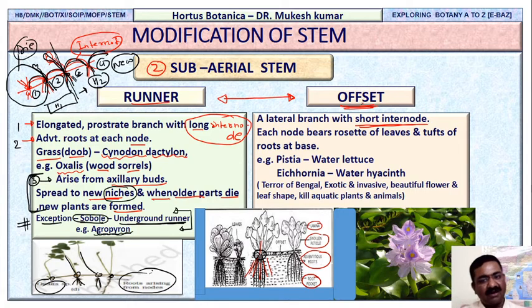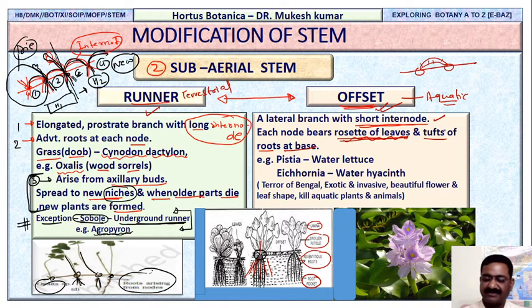Now, what happened in offset? You find a lateral branch with short internode, first point. Second, each node bears a rosette of leaves. Rosette of leaves is the characteristic feature, a very important NCERT line. And tuft, meaning a group, tuft of roots at the base. See, this is the structure. Node, this is the internode, and this internode must be shorter than in the runner. First important point. Second, usually runners are terrestrial land plants, while this is aquatic, hydrophytes, plants found in water.